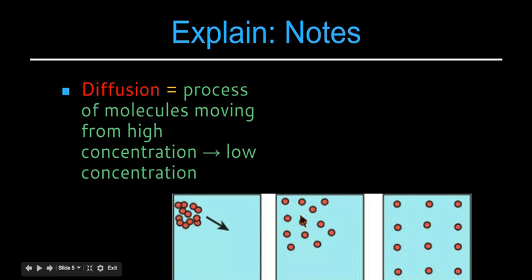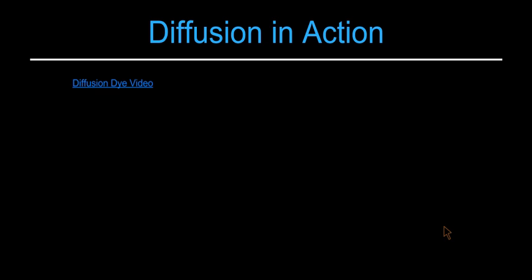They're moving away from where they started. And then in this far right box, there's a lot more space between them than when they started. And they're basically filling up the whole spot. So they've diffused from a high concentration over here, closely packed together, to a low concentration over here. In the video that I'm about to show you, you will get to see food dye, specifically red food coloring, diffuse through a sample of water.